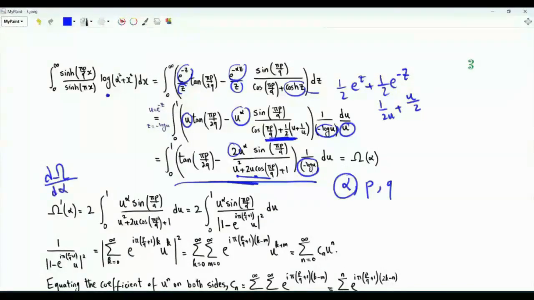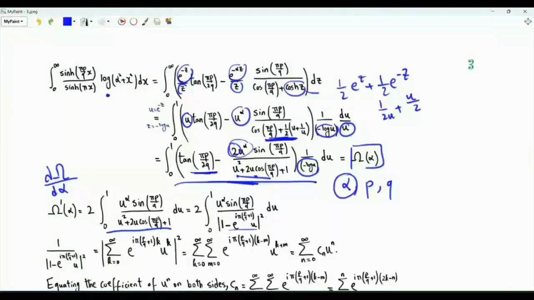We compute the derivative of omega with respect to alpha. The limits of integration do not depend on alpha. This term does not depend on alpha. And from here, we get 2u to the power alpha times the natural logarithm of u. We need now to evaluate this integral. Then we go back to omega of alpha.